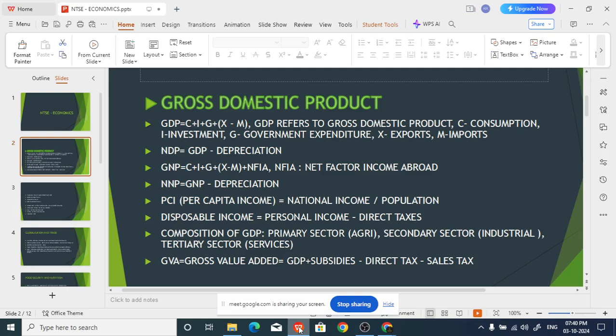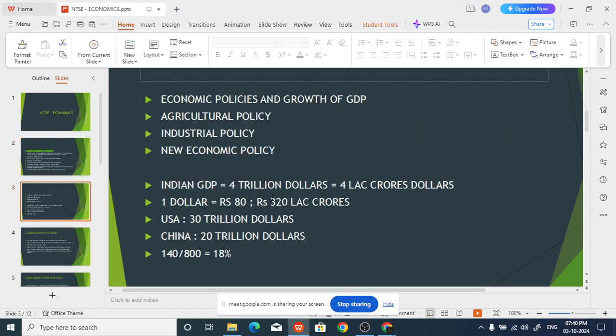I said $30 trillion, for your simplicity's sake. China is 18.5 trillion. I said 20 trillion, just to round off. India, I said 4 trillion. How much is India? It is 3.9 trillion. Germany is 4.59 and Japan is 4.1.